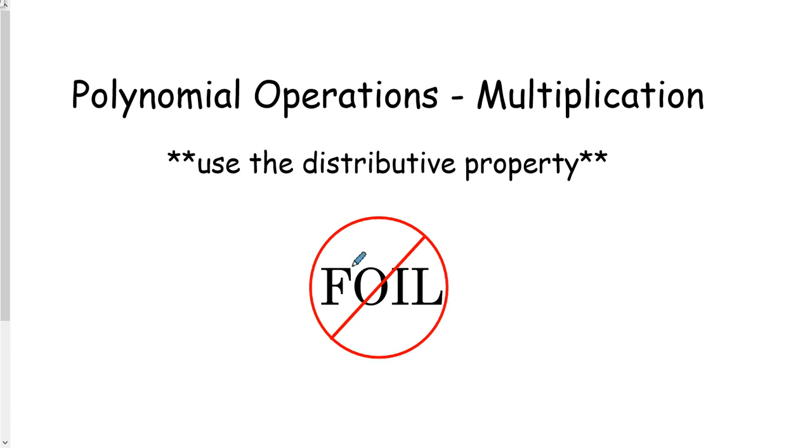FOIL is dead, okay? We buried it. There was a funeral. There were flowers. Somebody said some nice words. We threw some dirt on top of the grave, and we moved on, okay? FOIL is dead. We are not using FOIL. We are using the distributive property, okay?